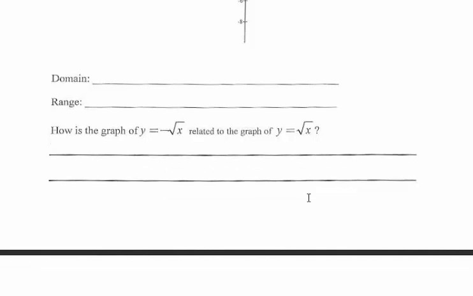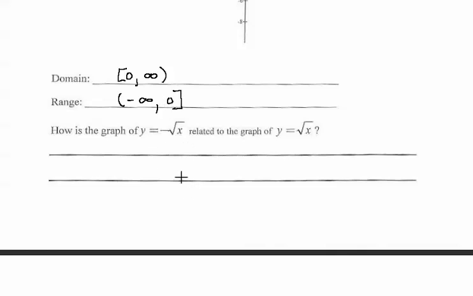So when we go down here and we're asked to list the domain and the range, our domain stays the same, 0 or positive numbers for x, and our range becomes the negative portion, since we flipped it across the x-axis, becomes the negative portion of the y-axis. So we start at negative infinity and we go up to 0. We don't start at 0.